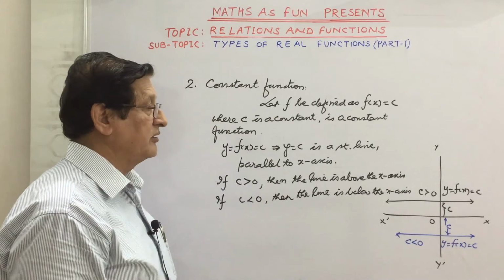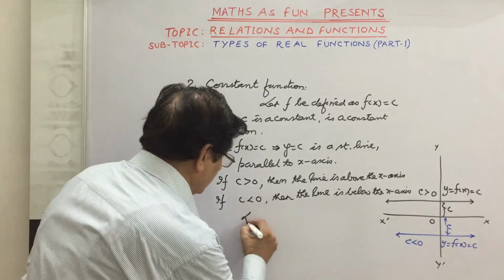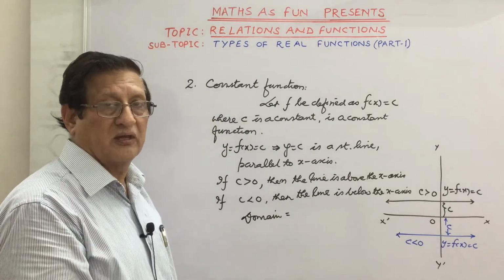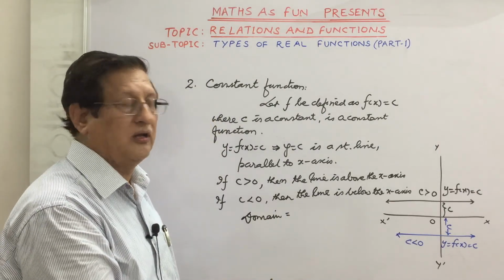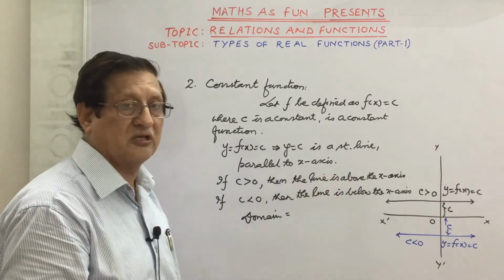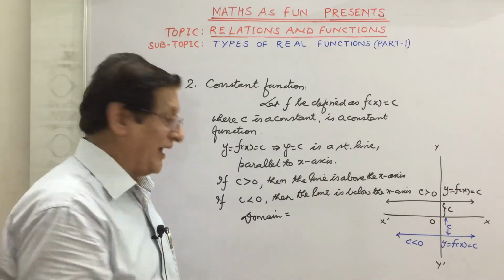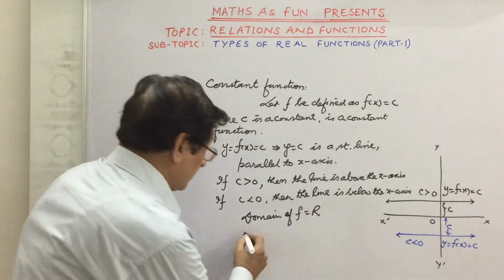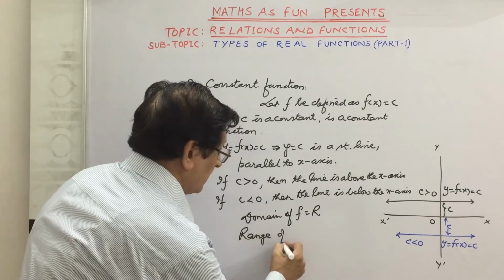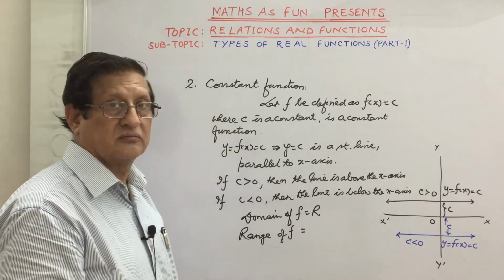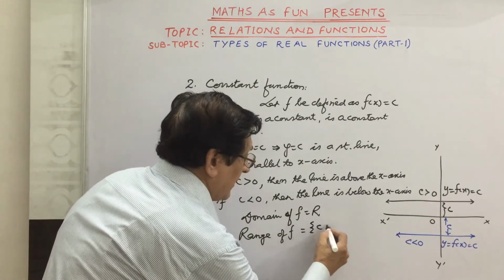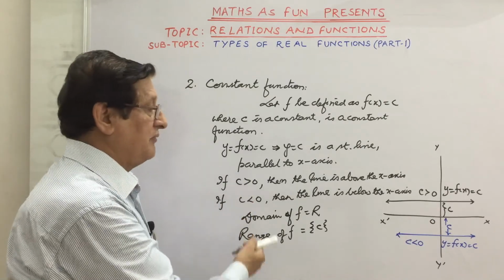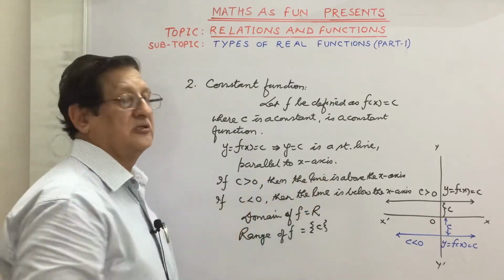Now what about the domain and range of this function? When we talk about the domain, we find it exists for every real number. Every real number has its image, and that's why the domain of f is equal to R. But what about the range? The range of f is a singleton set having the element c only. Why? Because every real number has the image c.